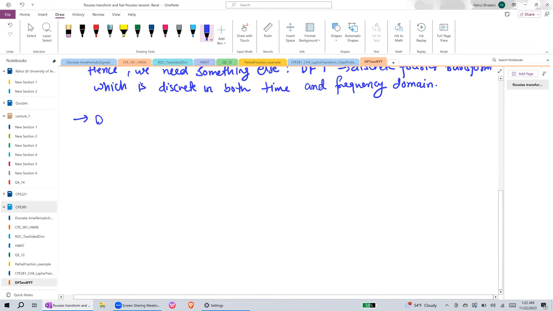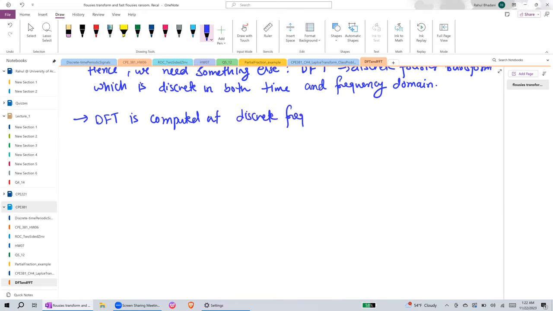Okay, so DFT is computed at discrete frequencies, and inverse DFT does not require integration. Okay.